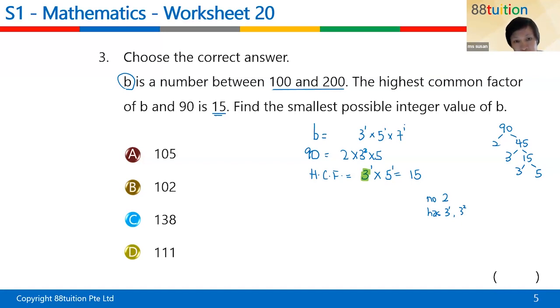Of course, you will say, can I have 7 to the power of 2? Of course you can, but the value of B will now be even bigger. But he wants the smallest, right? Smallest possible. What is the keyword here? Smallest possible. So we don't put 7 to the power of 2 in this place, right? So we have 3 times 5 times 7, which equals 105, which will fulfill this.